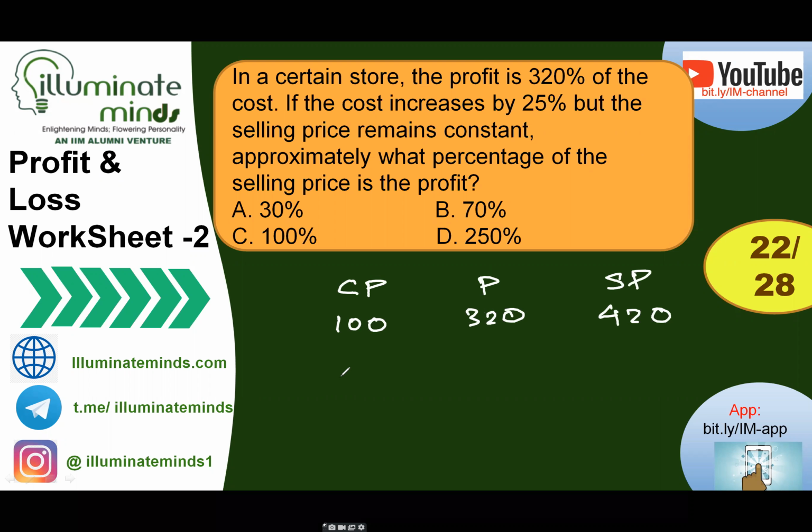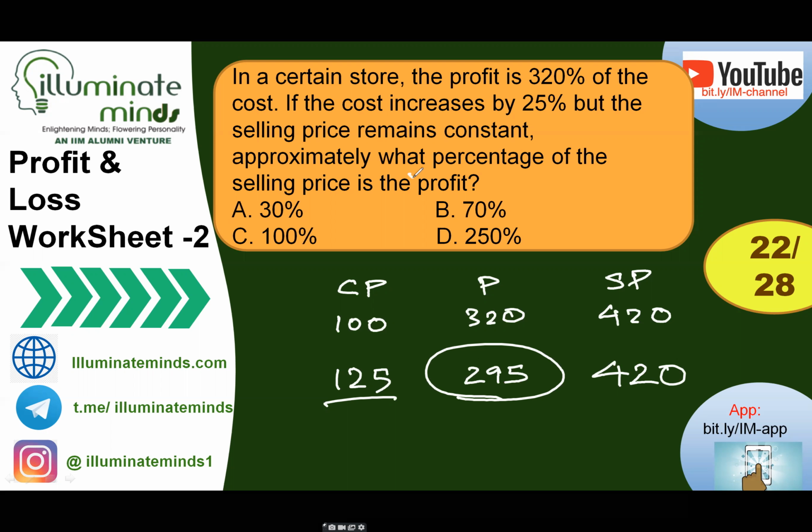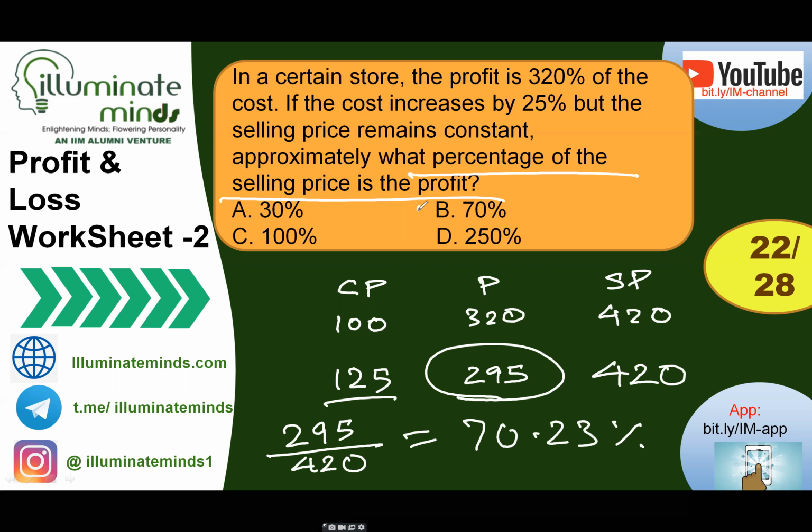Cost price increases by 25%. The new cost price is 125. Selling price remains the same, 420. So that means profit gets reduced. Profit is reduced by 25 to 295. So what percentage of the selling price is the profit? 295 divided by 420 will give me the answer. Correct? I believe the answer is about 70%. Going by the options, the answer is 70.23%, which is option B. That's the correct answer.